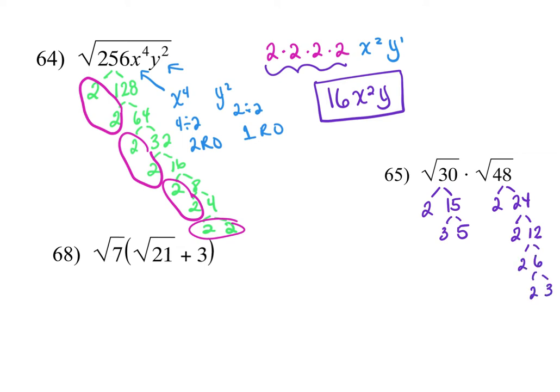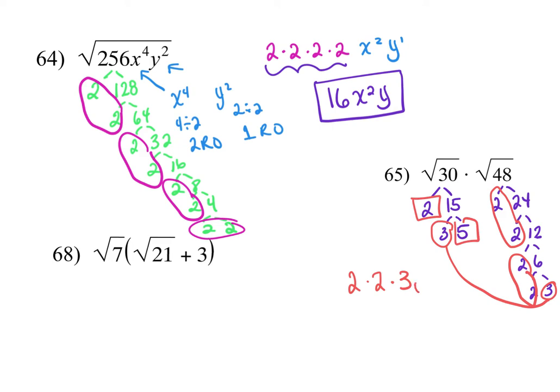All right. And so for this one, I'm going to see what groups. Well, I have a group of 2's here, so a 2 is going to come out. A group of 2's here, so another 2 is going to come out. I actually have a group of 3's, so a 3 can come out. And then what's left over is a 2 and a 5 that do not group. And so once I figure out what groups, 2 times 2 times 3 is 12. 2 times 5 is 10.